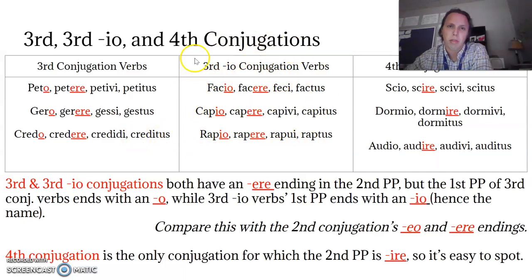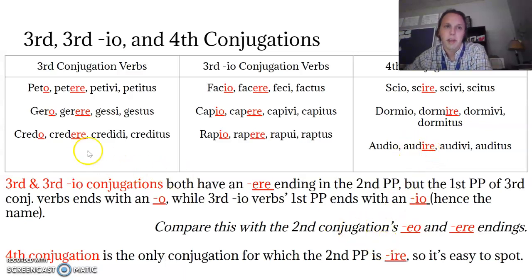In the middle here, we have the third IO conjugation. And third IO is kind of funky. It's kind of like the third and fourth conjugation had a baby. You'll notice the first principal part ends with IO: facio, capio, rapio. And the second principal part ends with ERE: facere, capere, rapere. So that's how you identify them. Third is O, ERE. Third IO is IO, ERE, hence the name IO. And fourth is IO, IRE.